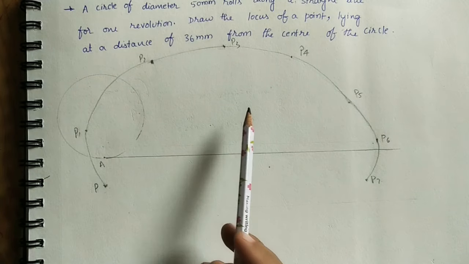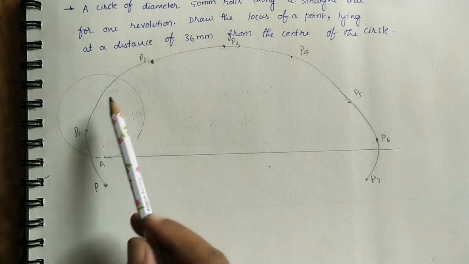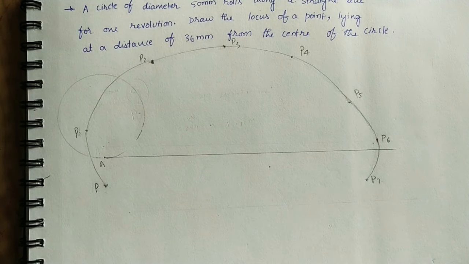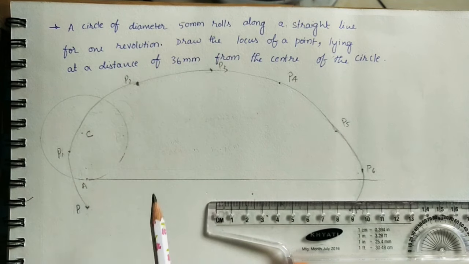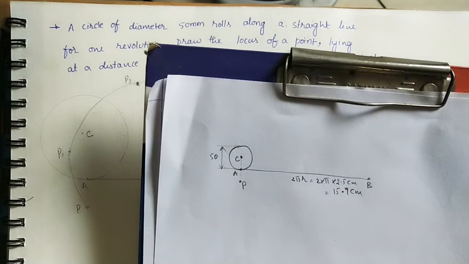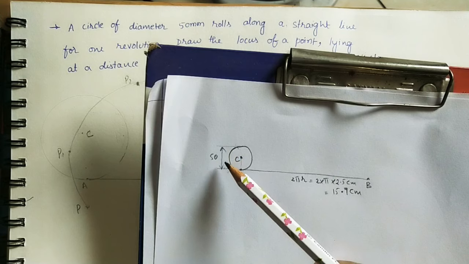Let us do this diagram by using the given data and drawing instruments. Here, just for getting it practically, I am showing this example. Initially, we have to draw this circle. How much is the diameter of that circle? I already told, it is 50 mm. Radius is half of it, 25 mm, 2.5 cm.